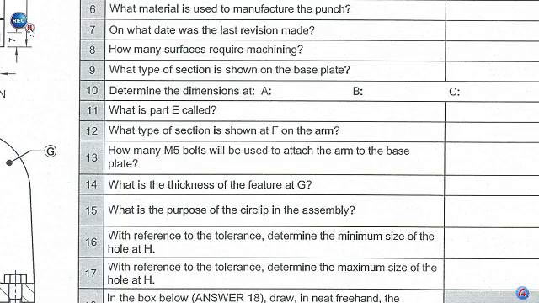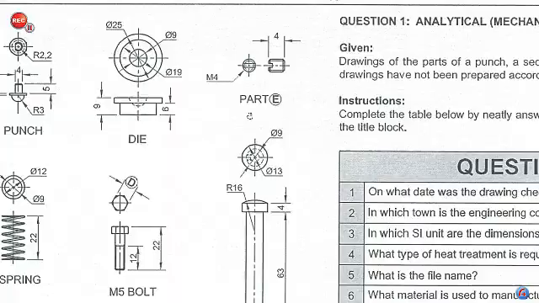Number 11, what is part E called? And part E on our drawing sheet refers to this here, which has thread on both sides, and there is no head to this screw, only the slot, and this is regarded as a grub screw. So the answer to that is grub screw. G-R-U-B, grub screw.